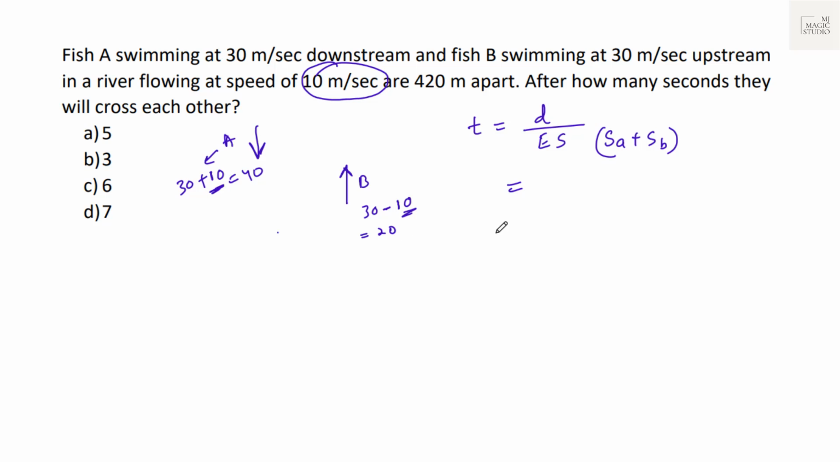So time taken in this particular question is simply 420 meter divided by 30 plus 30, that is 60 meter per second. So time taken would be 7 seconds. In 7 seconds, they would be crossing each other. Option D is the pick.